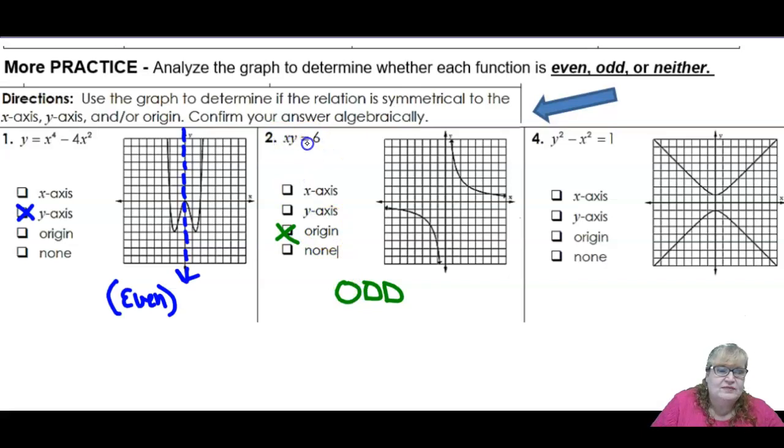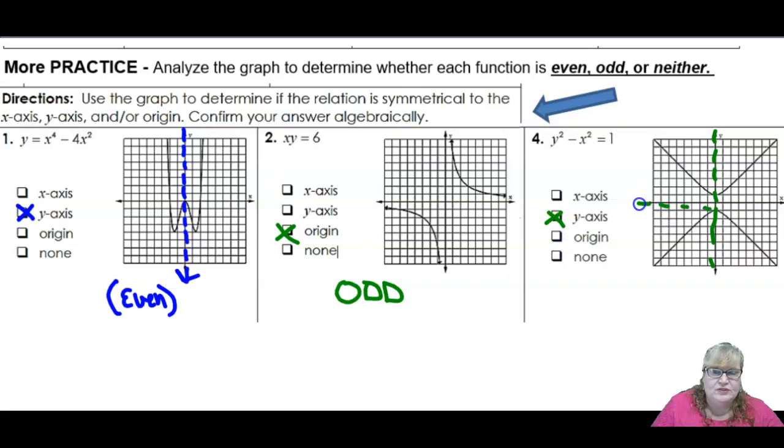Notice this was not even solved for y. Okay, so we couldn't tell just by looking at that equation. This equation is also not solved for y, a little bit trickier. It does have two even exponent powers, but we got to think about this. Can we fold it across there and it will match up? Yes, we can. So it does have y-axis symmetry.